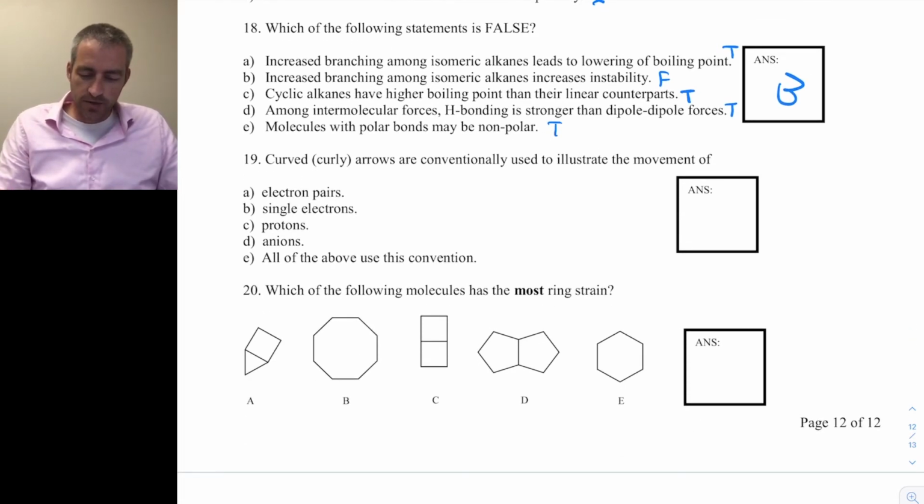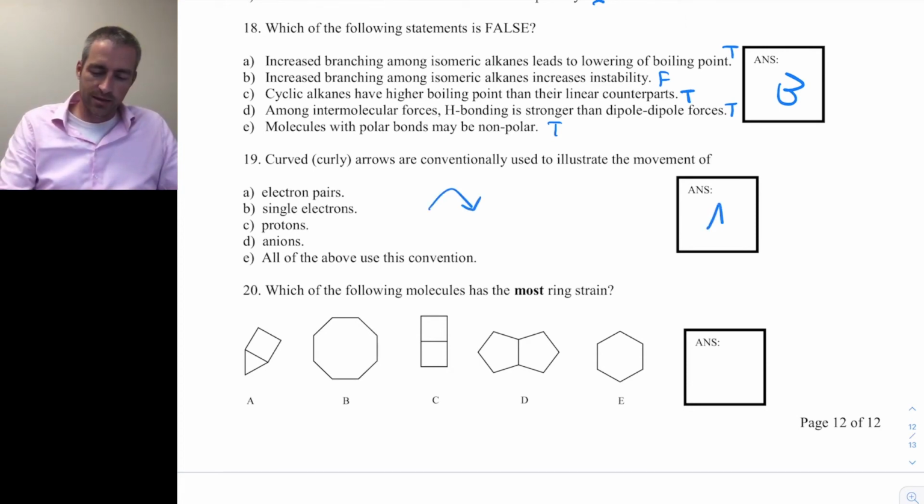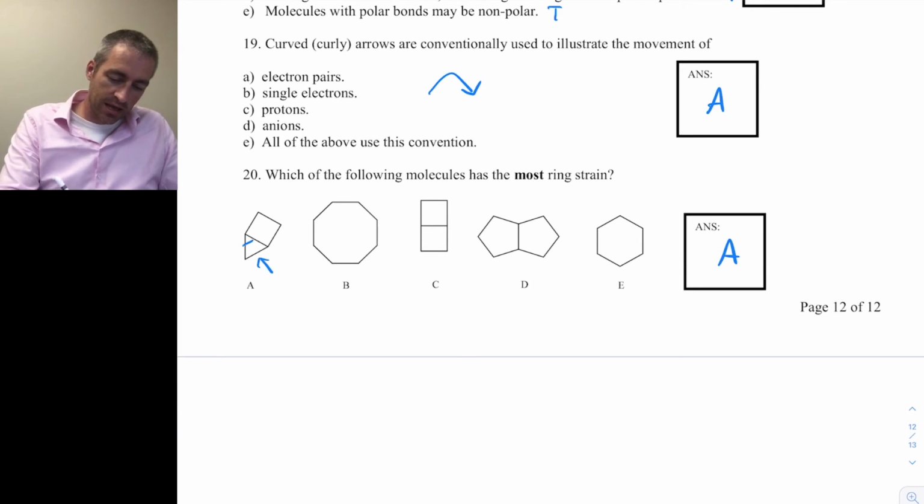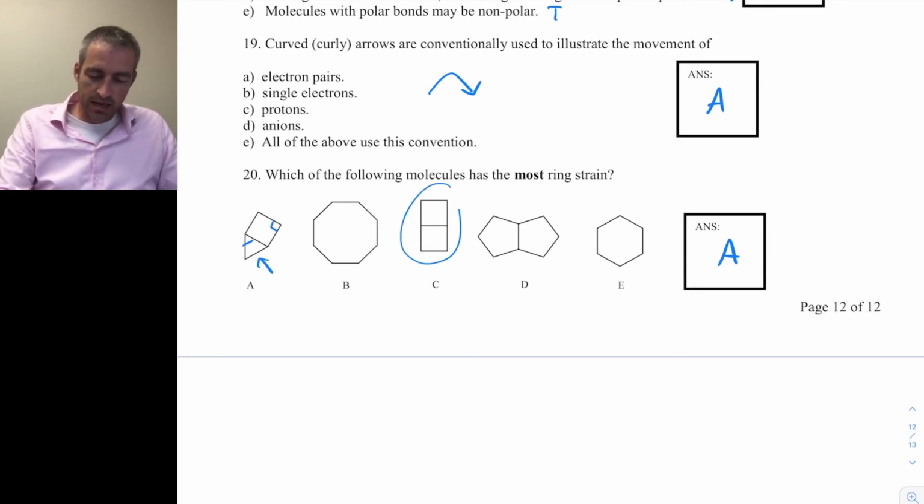Curved curly arrows are conventionally used to illustrate movement of electron pairs. A. Which of the following has the most ring strain? I would look at A because it has a cyclopropane, which has 60-degree angles, and a cyclobutane, which has 90s. This one's pretty bad too, but not as bad as A.